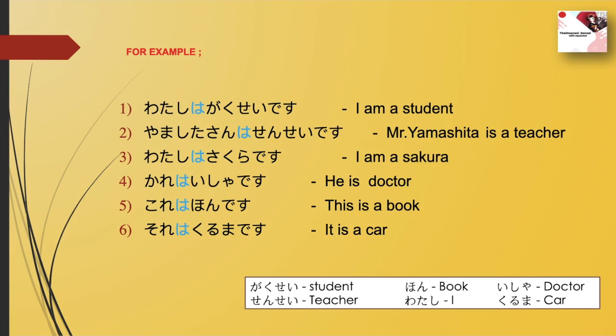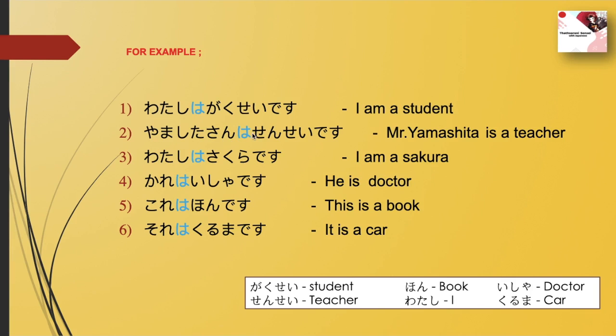Mr. Yamashita is a teacher. Okay, this is a name, then we can usually write the name in hiragana like this, Yamashita, and also we have the san. That means for Mr. and Mrs. in Japanese we say san. Okay, that is the subject.